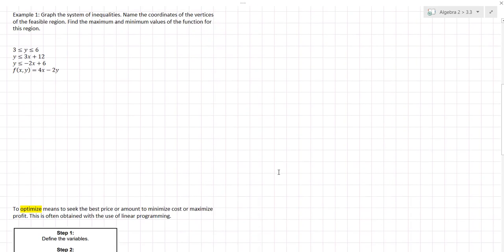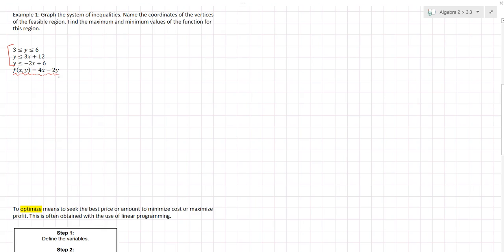Graph the system of inequalities. Name the coordinates of the vertices of the feasible region. Find the maximum and minimum values of a function for this region. So our inequalities are 3 is less than or equal to y, which is less than or equal to 6. y is less than or equal to 3x plus 12. And y is less than or equal to negative 2x plus 6. So only these top 3 are our inequalities. This bottom one is the function that we're trying to minimize or maximize. So that's the one we're going to actually plug numbers into.